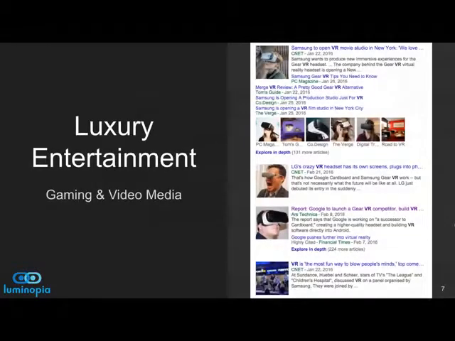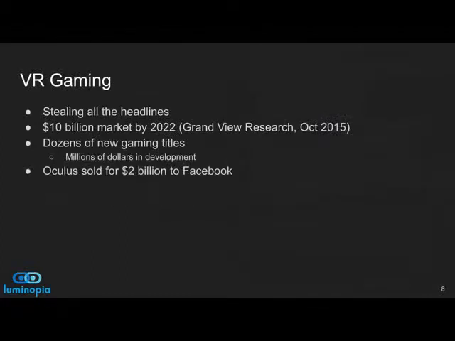So VR in its current form is mostly applied to luxury entertainment, and in particular to gaming and video media. Here's a quick screen cap of when you Google VR between January and February, that's the type of news that pops up. It's mostly related to gaming and video. So I'm going to start with talking about virtual reality gaming. VR gaming is stealing all the headlines, basically.